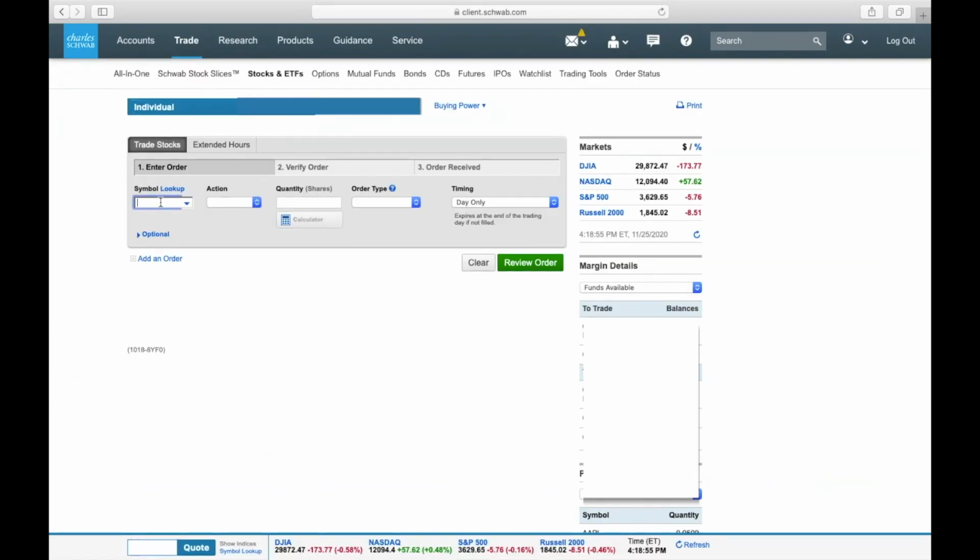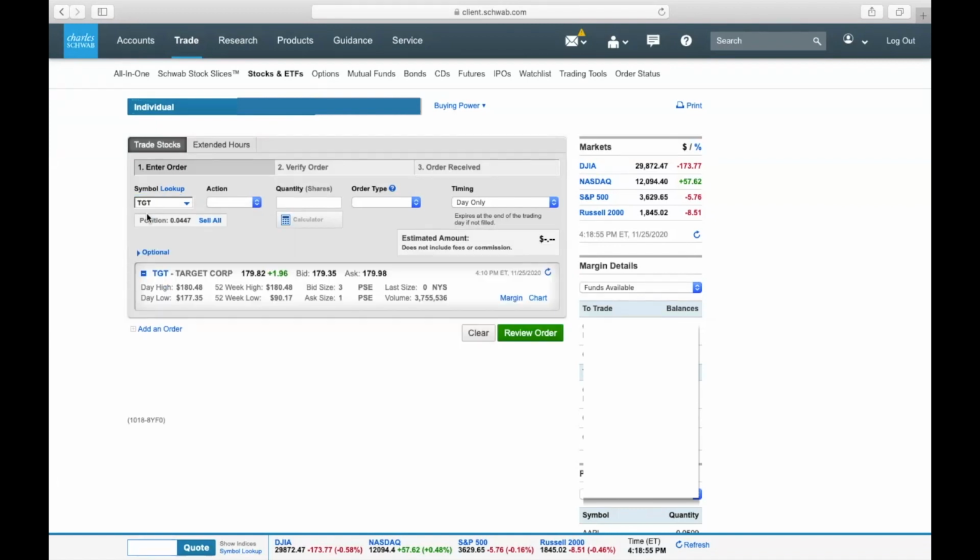All right, so I want to buy Target today, but I only want to spend $300. So I'm going to look up Target. I don't know their ticker, but look, I find it here. Target's ticker is TGT. All right. So next you'll go to Action. Here you can choose if you want to buy, sell, or sell short. Again, I don't recommend selling short when you're a beginner. Okay, so let's say we're buying today.